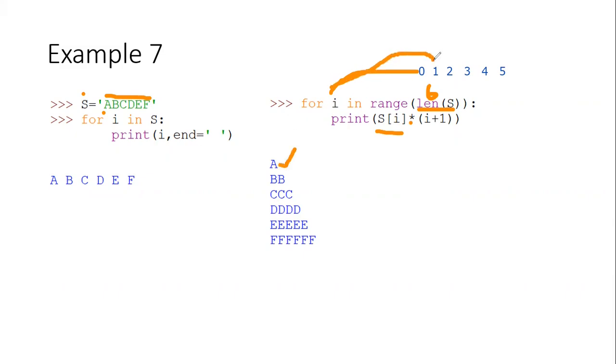Then the next I is 1. Then S[1] means the next character. Which one is the next character? B. Then B multiplied by 1 plus 1, which is 2. B multiplied by 2 means B is repeated twice. The next I is 2, that is S[2], the next character, C. C multiplied by 2 plus 1, which is 3, means C is repeated 3 times. Like that, it goes up to 5. 5 means F is repeated 5 times.